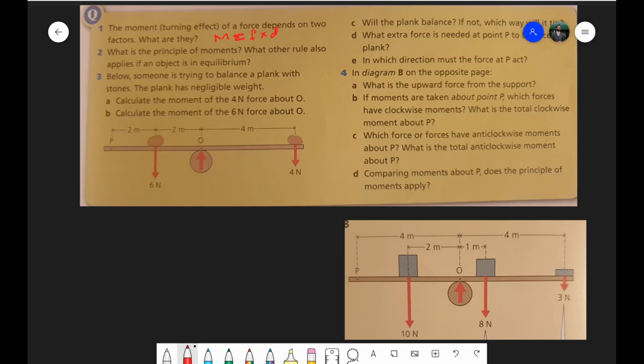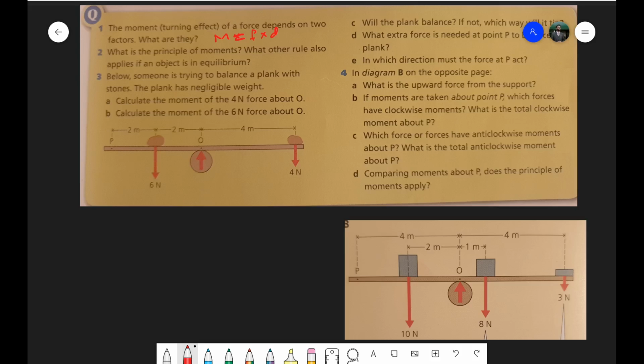The answer to question 1 is that the two factors are the force, the size of the force, and the size of the distance, nothing else. And the bigger each of them are, the bigger the moment is going to get. Now the question to ask, what is the principle of moments? What other rule also applies if an object is in equilibrium? So this question is basically asking you what are the two conditions of equilibrium.